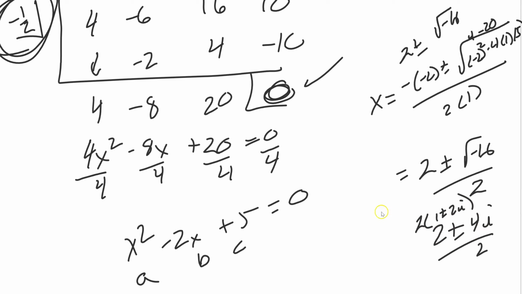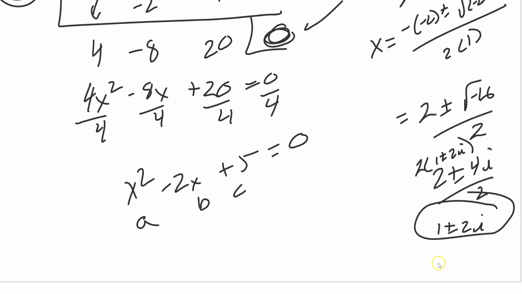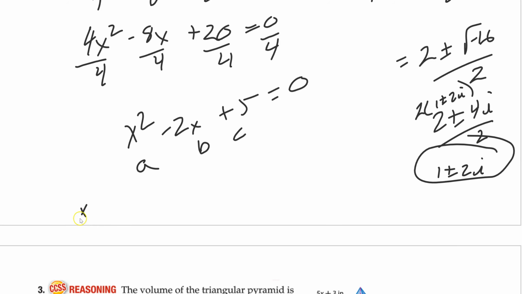So now the 2's will cancel because we factored. So I get 1 plus or minus 2i. Don't give me 4i as the answer. Give me this. Anyway, that's my other 2 answers, right? My 2 imaginary roots right there. So in all, my 4 roots are 3 halves, negative 1 half, and 1 plus or minus 2i.